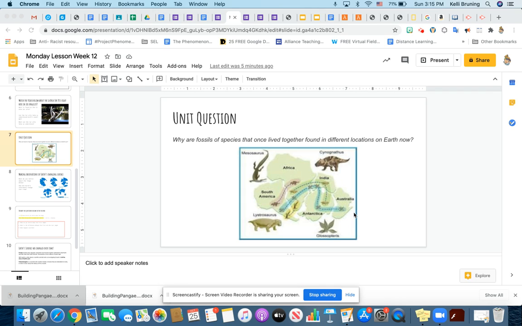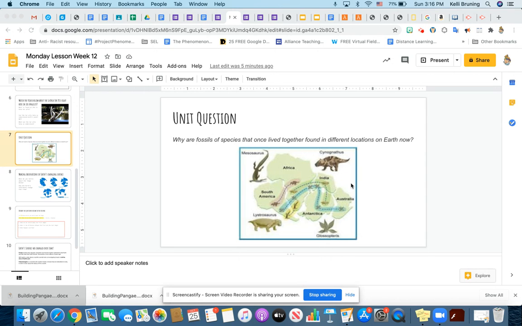So now that you've watched a little video about the tar pits right here in Los Angeles, this is a great segue into our unit, just because it relates so closely to what we're going to be talking about in our unit. So, our big unit question that we're focusing on answering is why are fossils of species that once lived together found in different locations on Earth now?